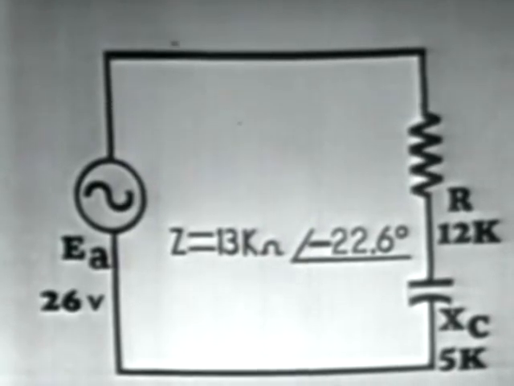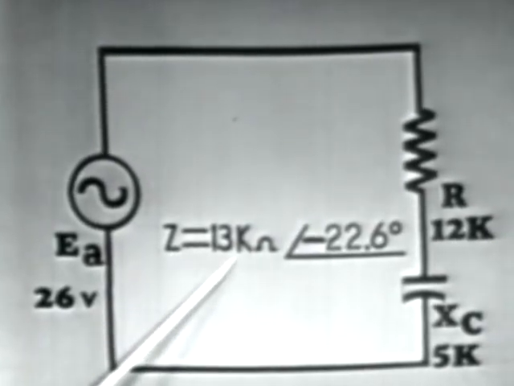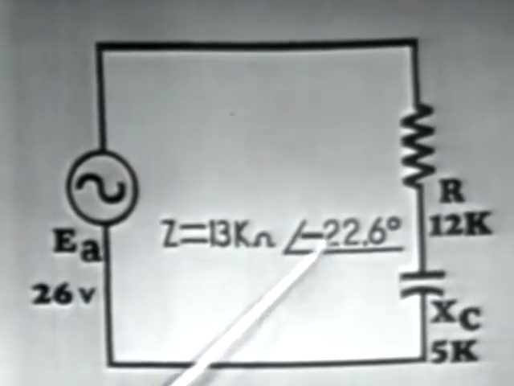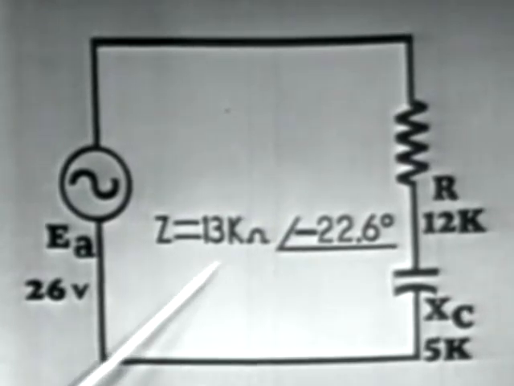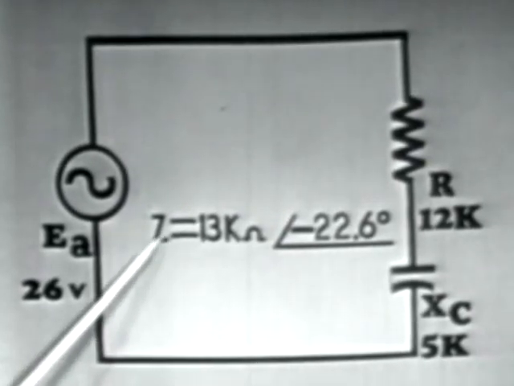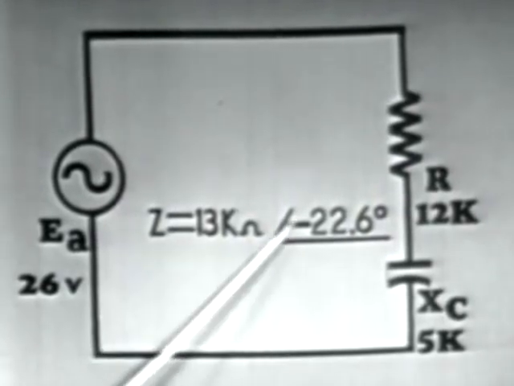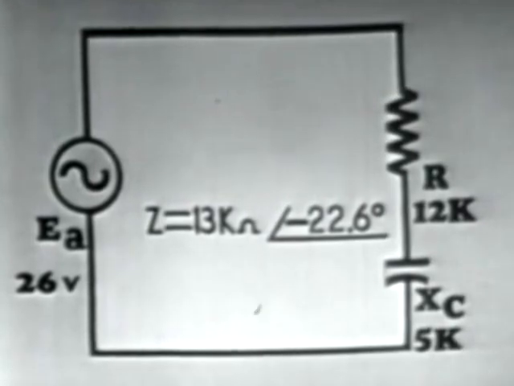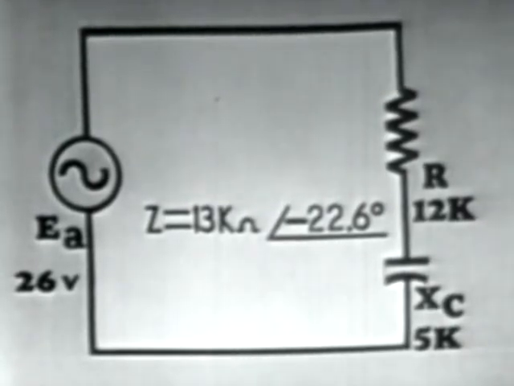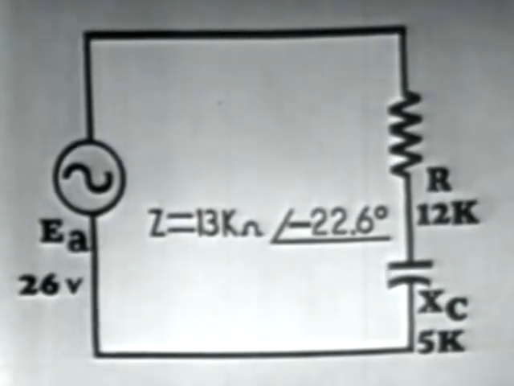Using this information, now we can write our impedance as equal to 13 K ohms at an angle of minus 22.6 degrees. Now you recall this is polar notation. We give the magnitude of the impedance, and we give the direction of the impedance as minus 22.6 degrees. Thus far, we have determined the impedance, current of the circuit, and voltage drop across the individual component.